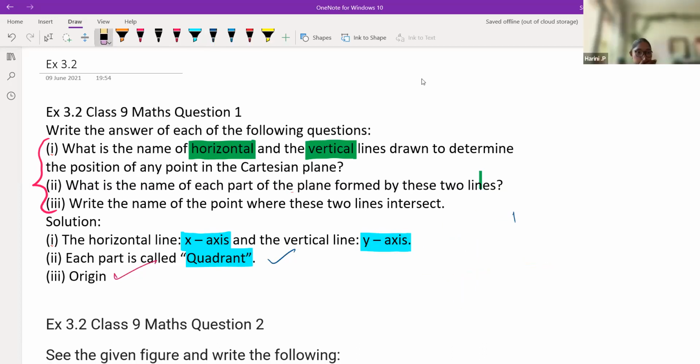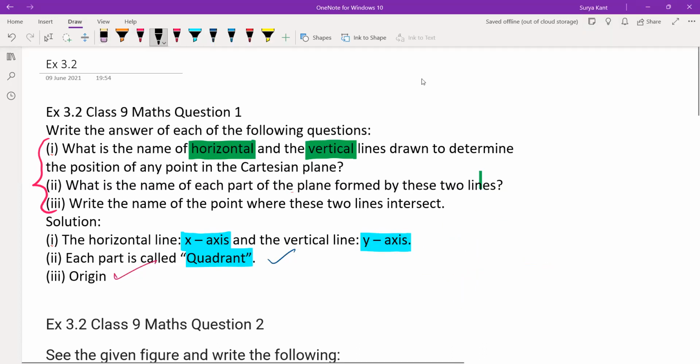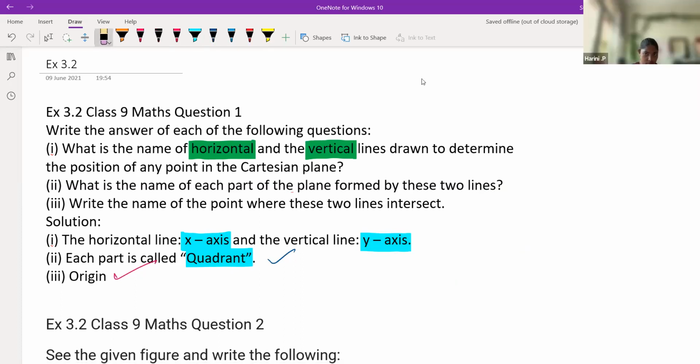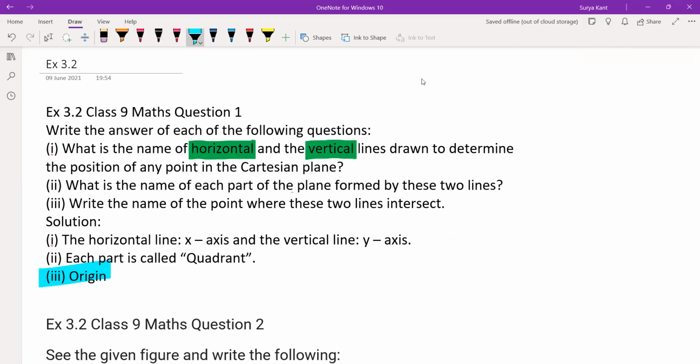Next one is write the name of the point where these two lines intersect. They are talking about the x and y lines, right? So that is your origin. Clear? Origin. Fine.